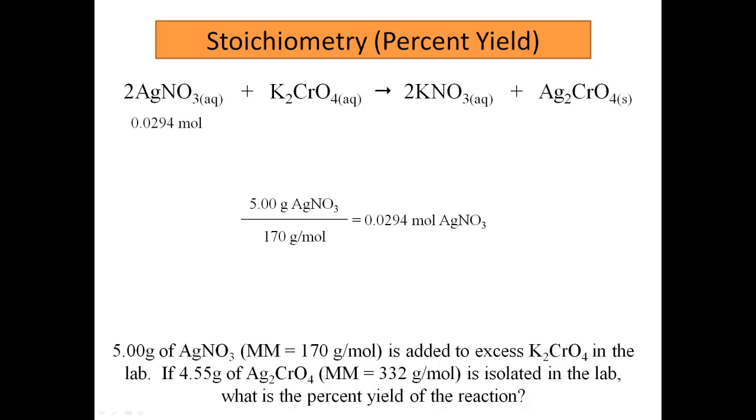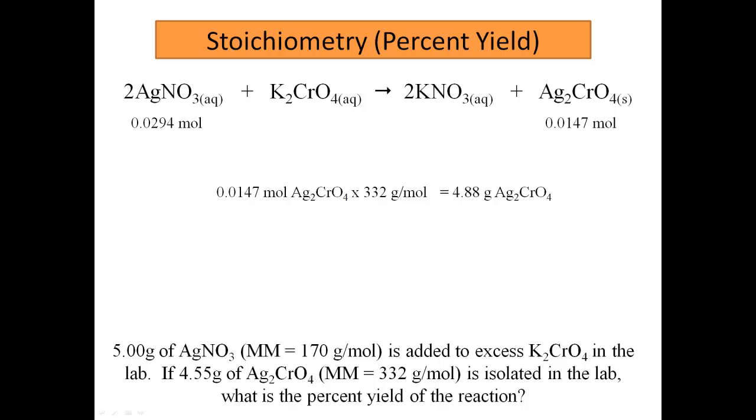And what we do next, of course, is we look at the stoichiometric ratio. Looks like there's 1 silver chromate for every 2 silver nitrates. So when I do that math, I find out that that ends up being about 0.0147 moles of silver chromate we should theoretically produce. Well, how are we going to get that into grams to compare to our observed amount we saw in the lab that was isolated?